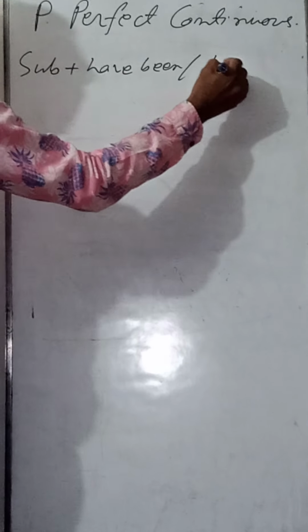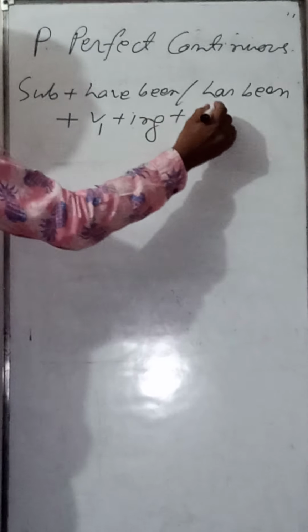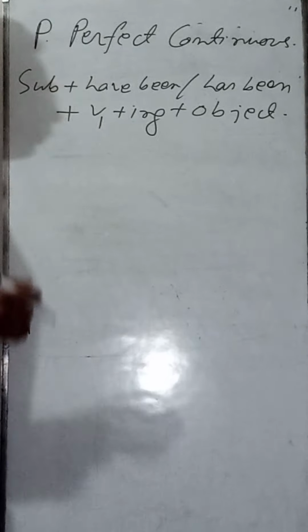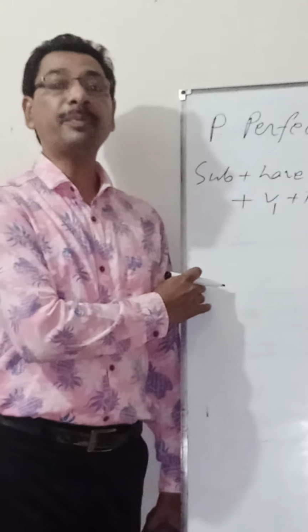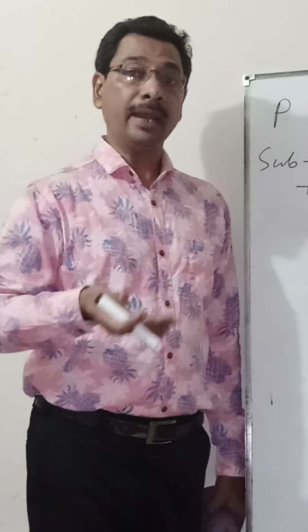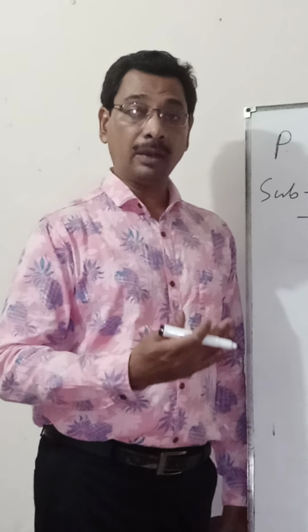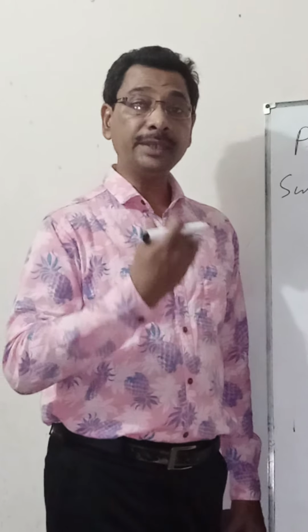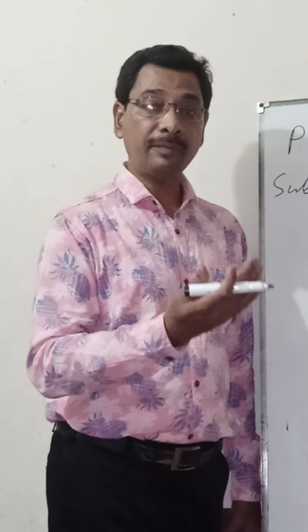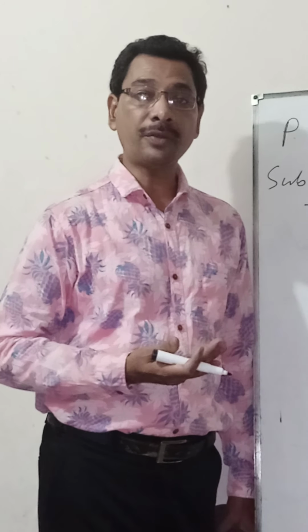The structure of present perfect continuous: subject plus have been or has been plus V1 plus ing plus object. You see it? And this is the structure of present perfect continuous tense. The work which has started previously and is still going on, this is the present perfect continuous tense.